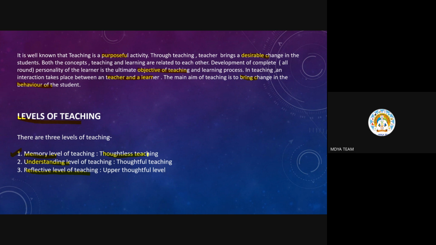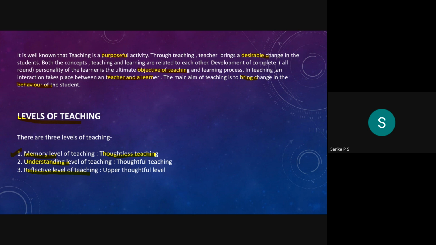In this type of teaching, you don't have to think. You only have to grasp the things, learn them by heart, okay? Memorize the things. Rote learning is happening in this level of teaching, and you have to recall and reproduce the things when asked for. So this is the memory level of teaching. Now, can you tell me at what levels you can see this type of teaching, the memory level of teaching?